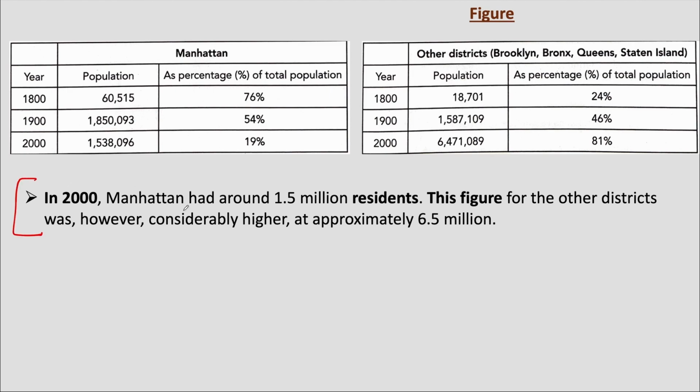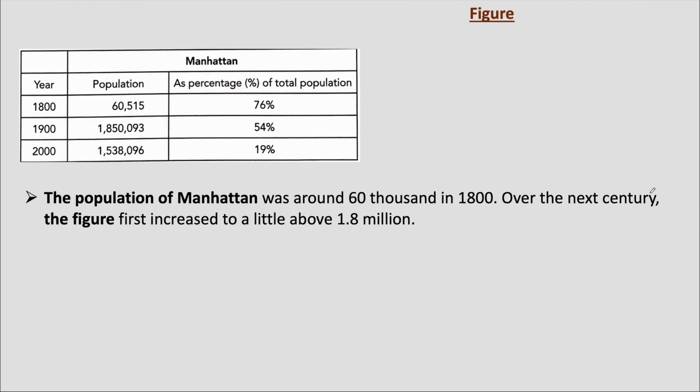In this example, we have first mentioned the numbers for Manhattan. Then, instead of repeating, in 2000, other districts had this many residents, we write this figure for the other districts was. The word figure can also be used when we talk about changes in the same place over time. For example, the population of Manhattan was around 60,000 in 1800, and then instead of saying that the population of Manhattan increased to 1.8 million, we write the figure increased to 1.8 million by 1900.